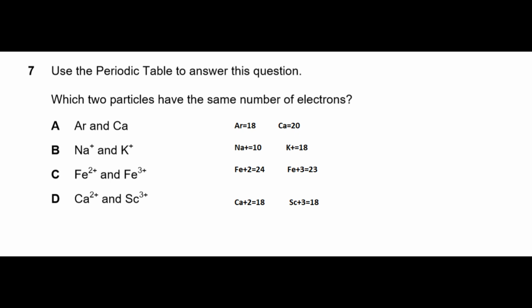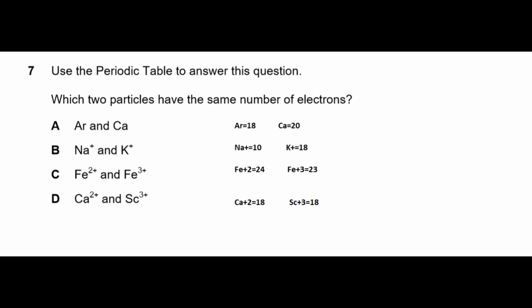The last question of our video is: use the periodic table to answer this question. Which two particles have the same number of electrons? Okay, argon and calcium, sodium ion and potassium ion, iron plus 2 and iron plus 3, and calcium plus 2 and scandium plus 3. So I have calculated the number of electrons for you. You just look at the answers, try yourself and see whether you can calculate the number of electrons by looking at the periodic table or not.